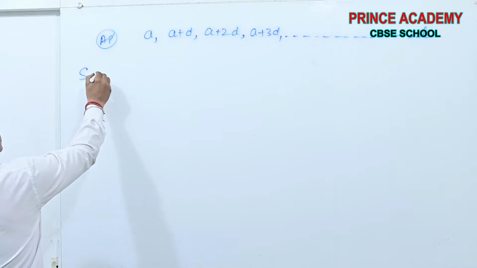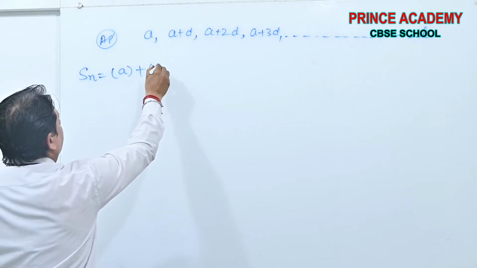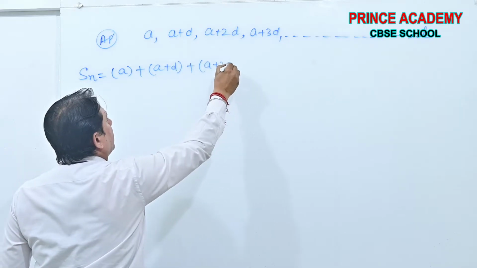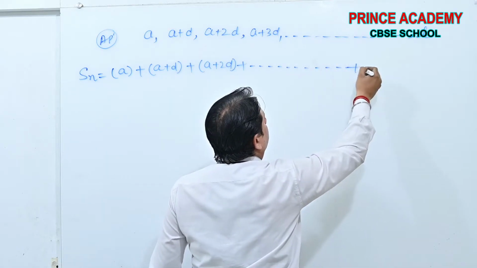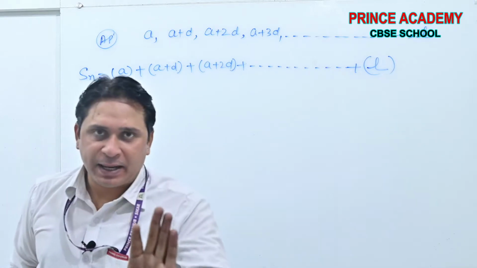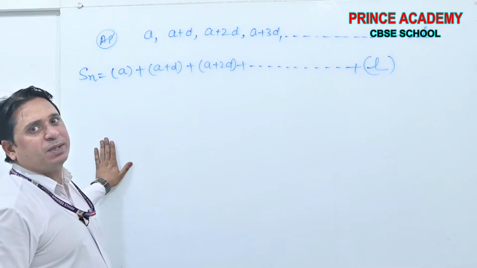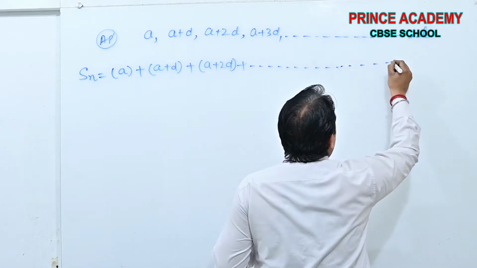Sum of n terms. What does it mean? It means a plus a plus d plus a plus 2d plus and so on up to L. Yes or no? Done, beta? Sure? Okay. Now see what I am saying. Suppose this is the last term.